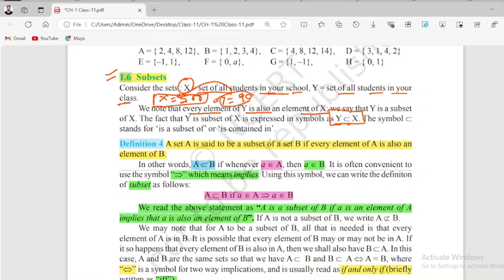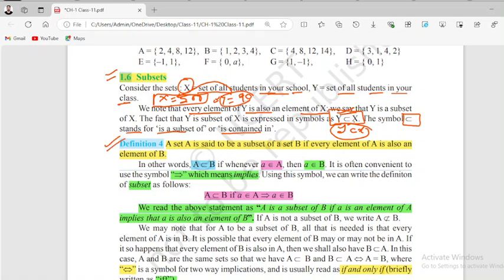And we denote this with this symbol, and this symbol stands for is a subset of, or is contained in. So we can read it as is a subset of. So Y is a subset of X. This we can read as Y is a subset of X.